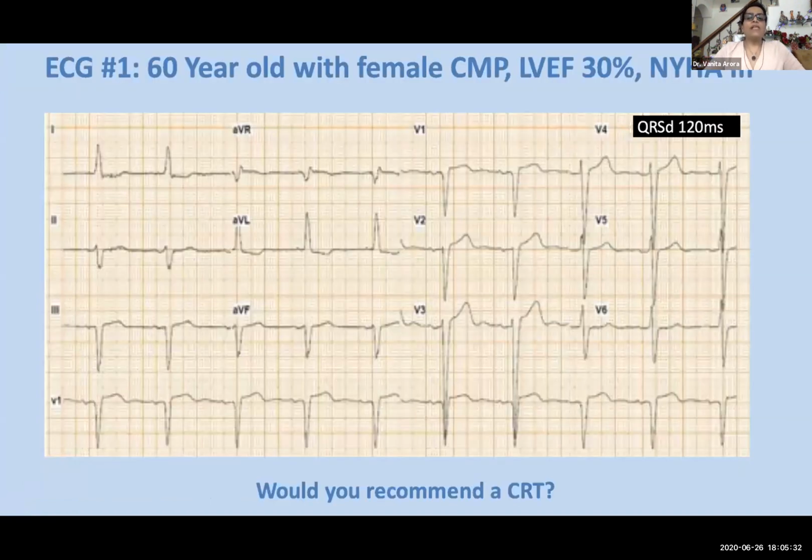Now, if we look at the ECG here, this is a 60-year-old female with non-ischemic cardiomyopathy, ejection fraction 30%, and symptomatic with NYHA class 3 despite medical therapy. Look at the ECG. Do you think you would recommend a CRT? Patrick, can I have the poll here, please?